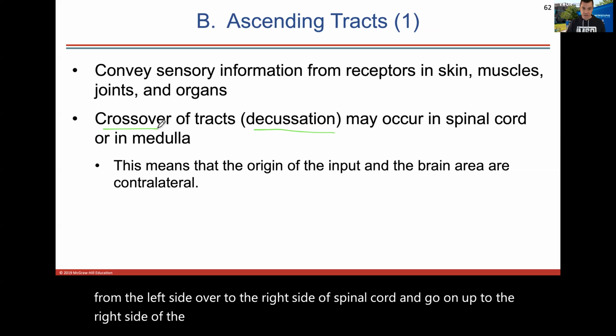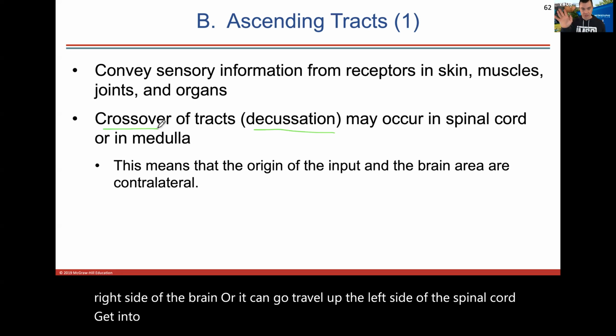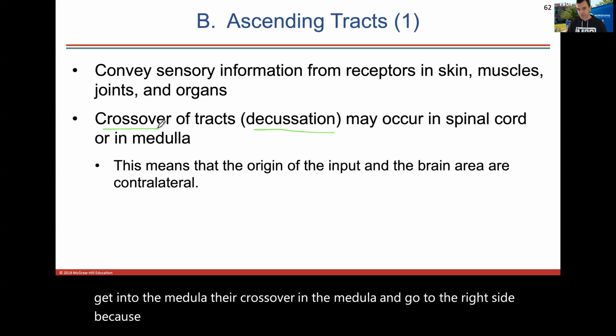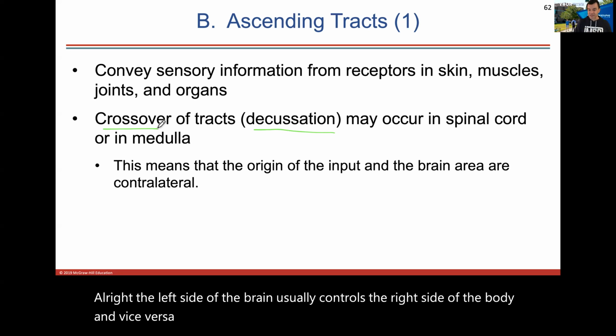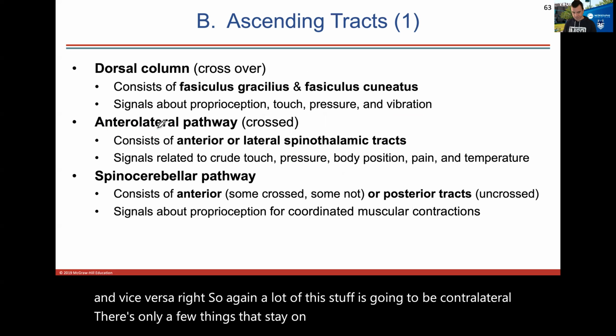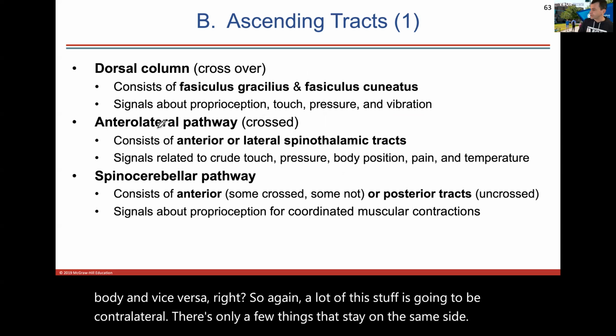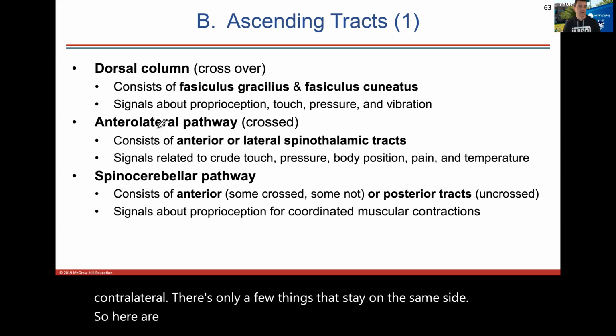Or it can travel up the left side of the spinal cord, get into the medulla, cross over in the medulla and go to the right side. Because remember, the left side of the brain usually controls the right side of the body and vice versa, all right? So a lot of this stuff is going to be contralateral. There's only a few things that stay on the same side. So here are our 3 major ascending tracts.